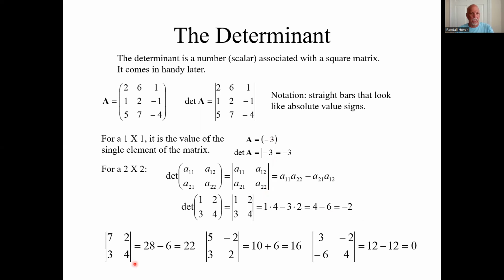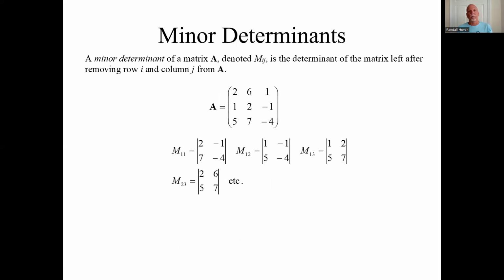This would be 28 minus 6, which is 22. 10 minus a minus, or plus 6, so 16. This would be 12 minus 12 part squared. Get used to doing 2 by 2s because everything you do by hand will ultimately break down into 2 by 2 matrices. So that's what you'll be doing over and over again when you compute it yourself.